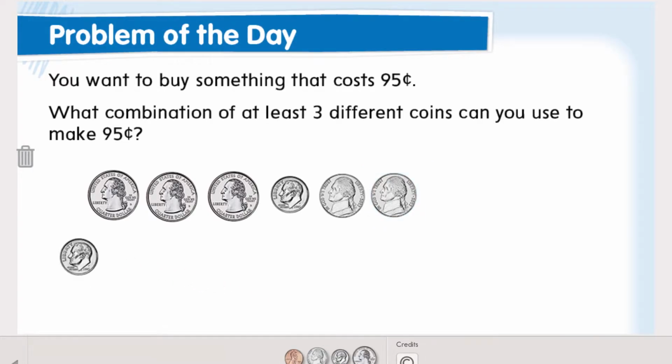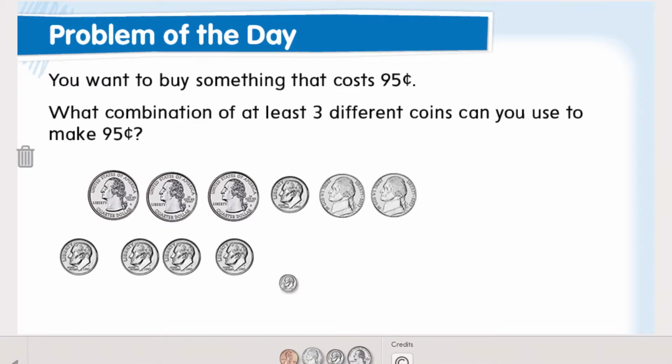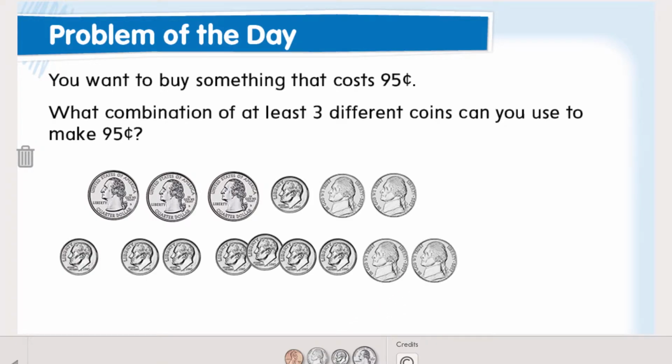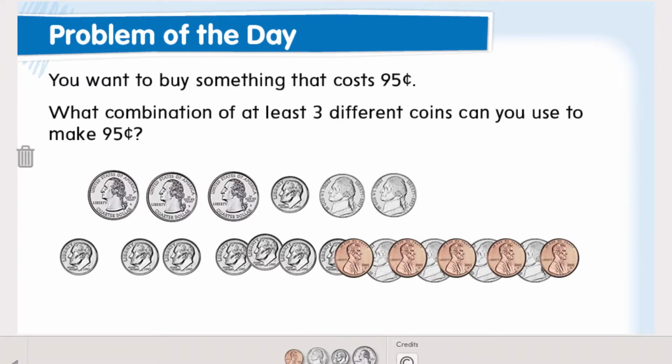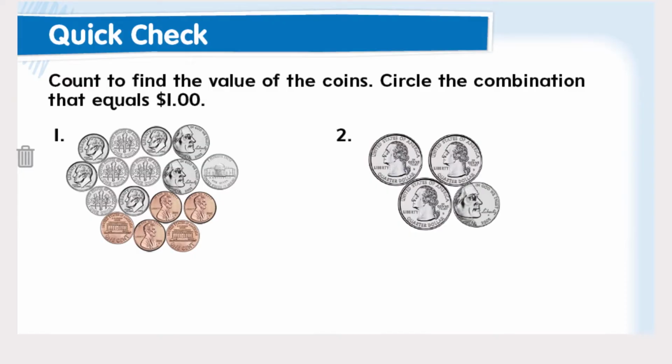We could have done 10, 20, 30, 40, 50, 60, 70. We'll do 2 of these. 10, 20, 30, 40, 50, 60, 70, 75, 80, 85, 90, 91, 92, 93, 94, 95. That would be another way to make 95 cents with a lot more coins though.